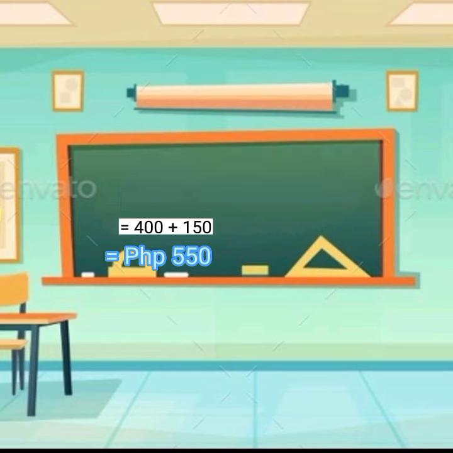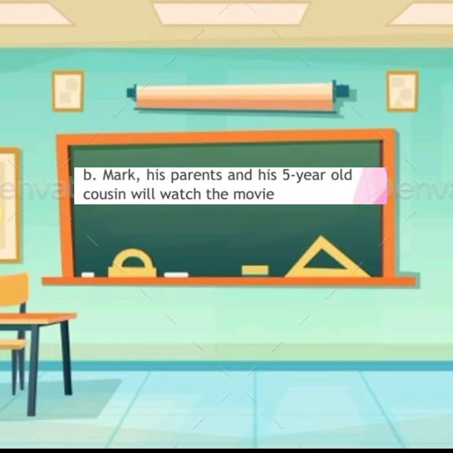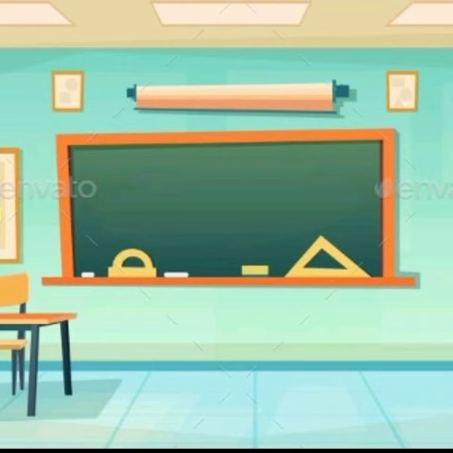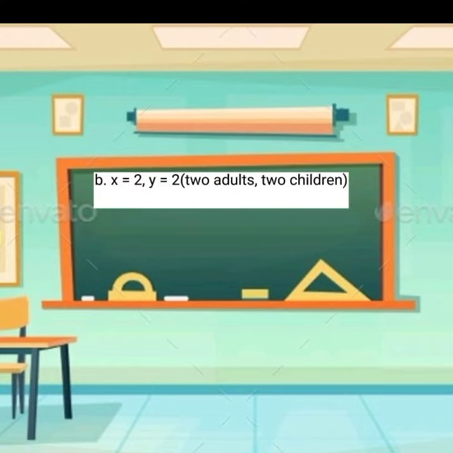The next problem is Mark, his parents, and his 5-year-old cousin will watch the movie. So in our problem, his parents means that we have 2 adults, and we have 2 children, which is Mark and his 5-year-old cousin. In our second problem, we have 2 adults and 2 children.